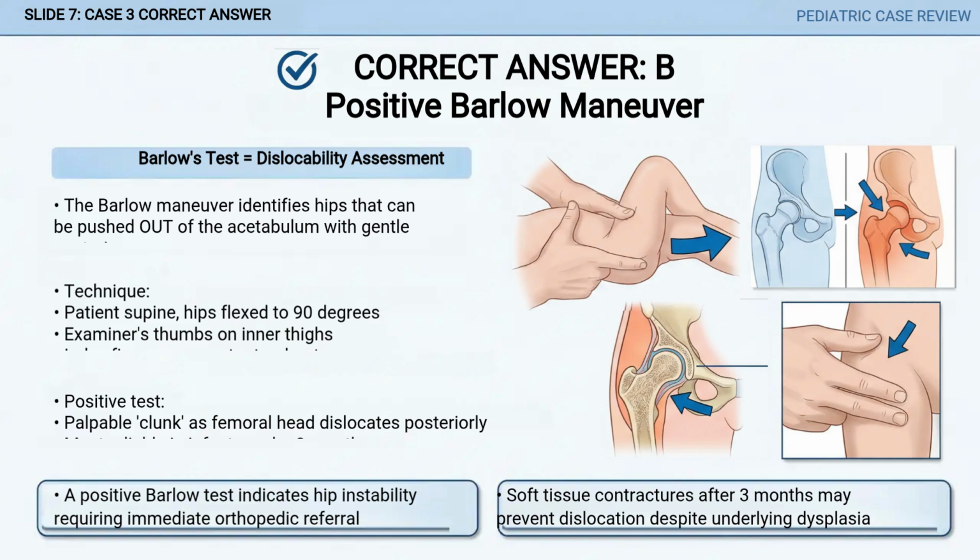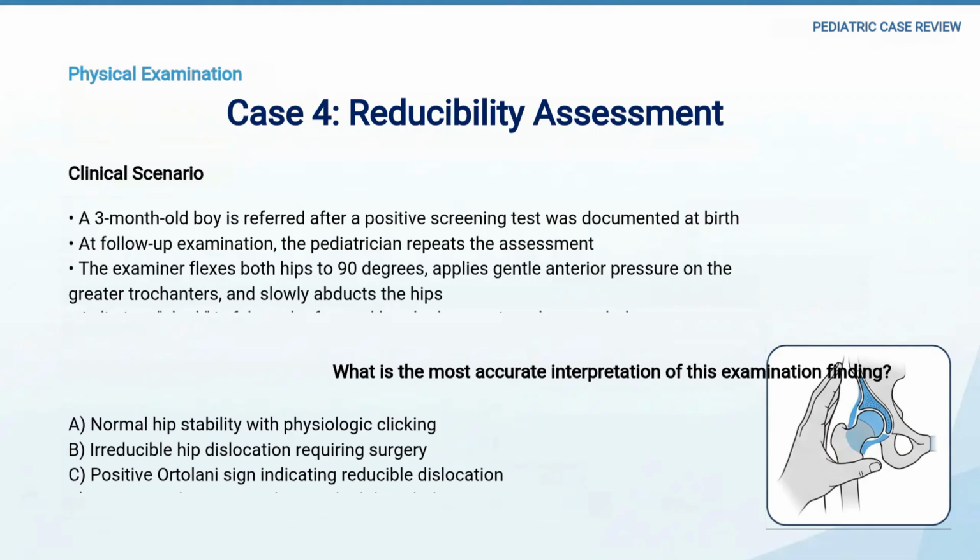This test is most reliable in infants under 3 months of age. A positive Barlow test indicates hip instability requiring immediate orthopedic referral. After 3 months, soft tissue contractures may prevent dislocation despite underlying dysplasia. Case 4, covering reducibility assessment.